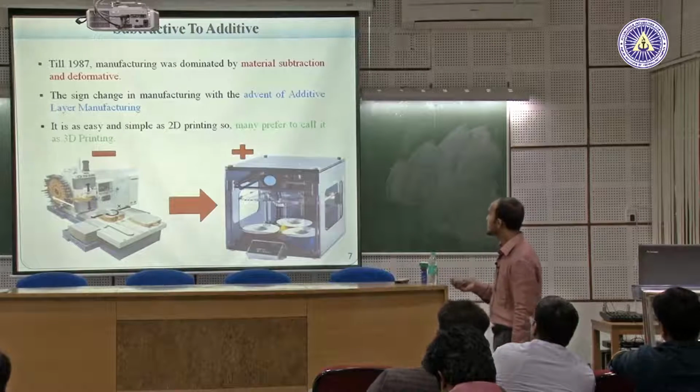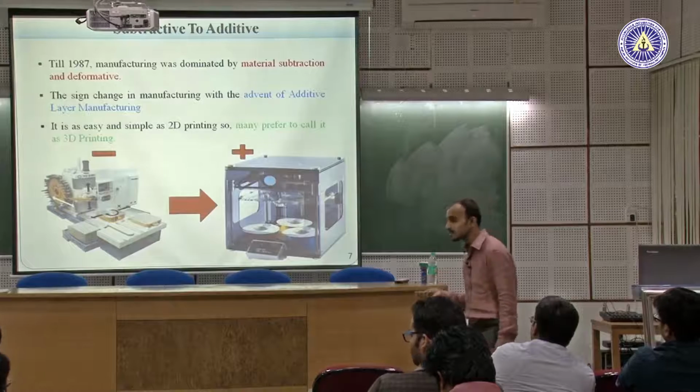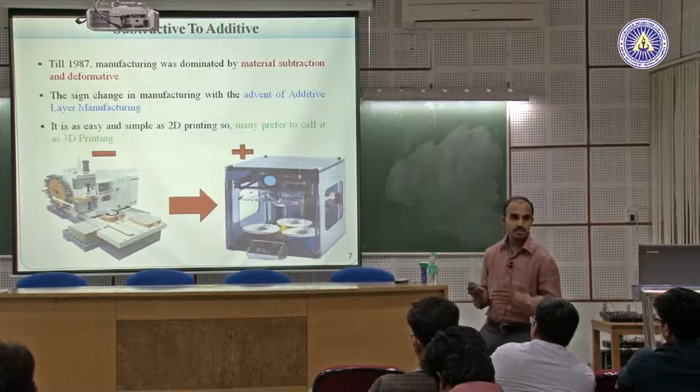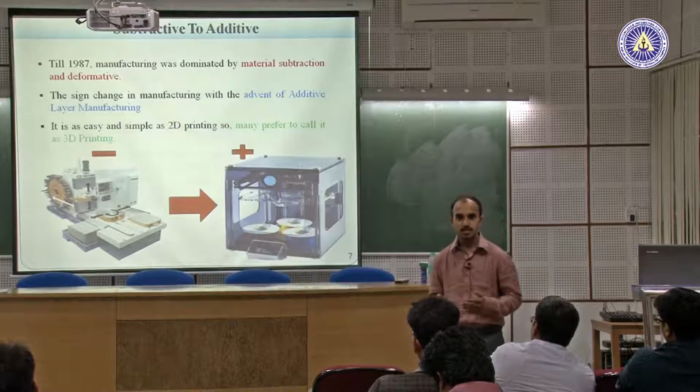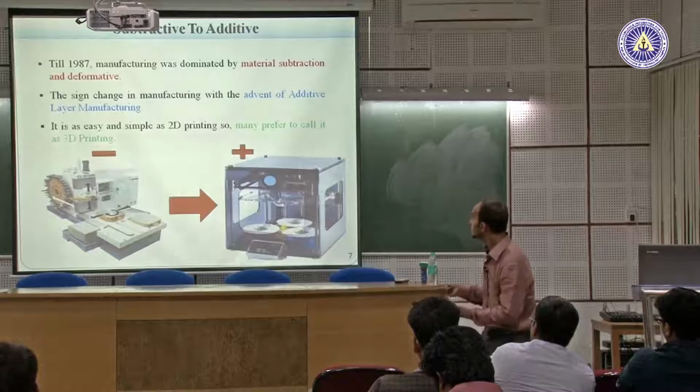It is, you can say, like 2D printing. It is as simple as 2D printing, so it is also called 3D printing. If you want to manufacture a two or three storey building, is it possible? Yes, it is possible by additive layer manufacturing also.